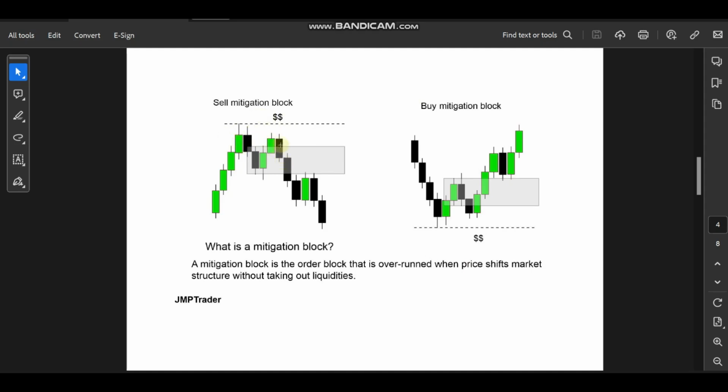Okay, so what I mean by overrun is this: if this candle had closed above this high, this line above here, now my order block would have been this black candle.